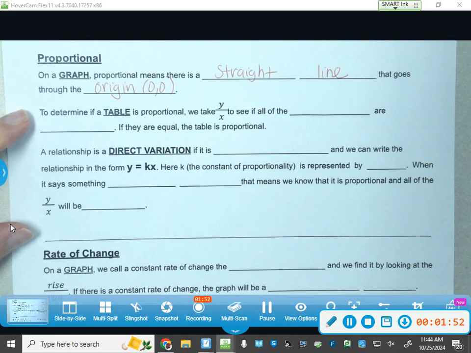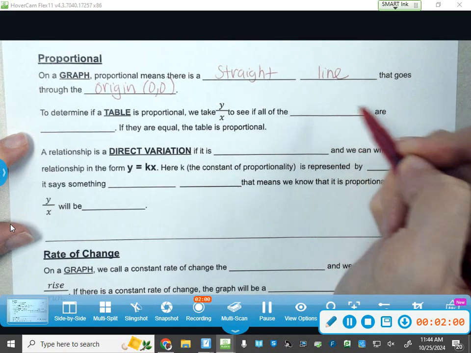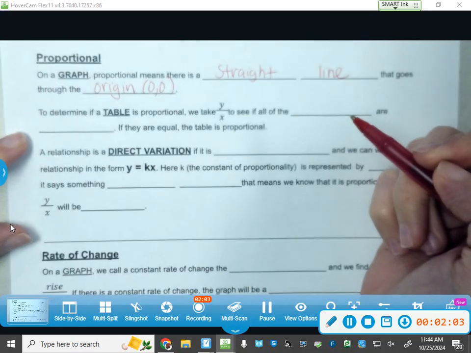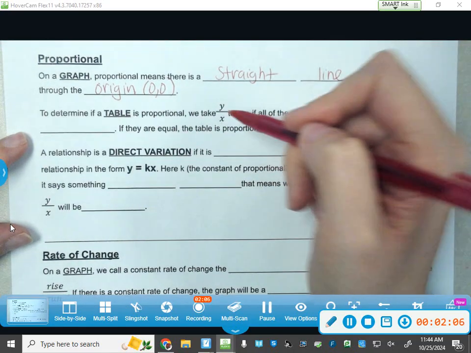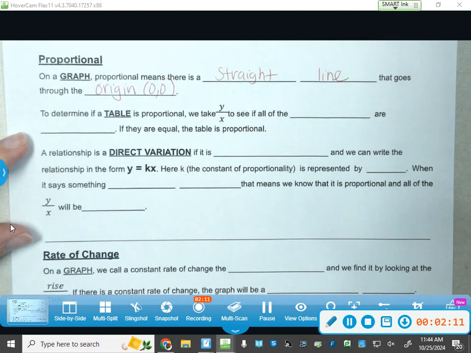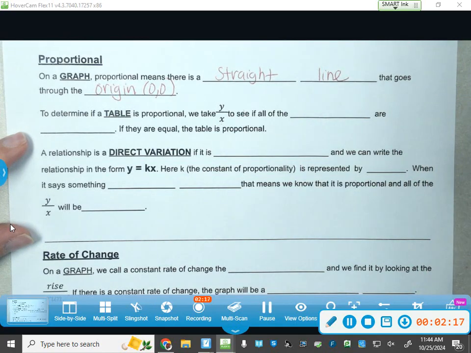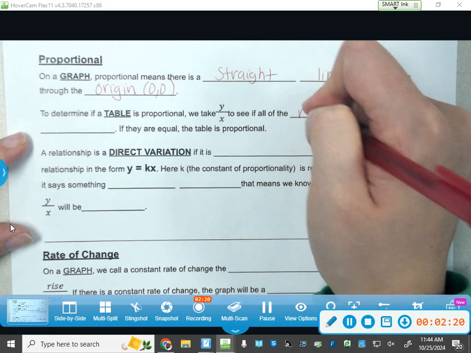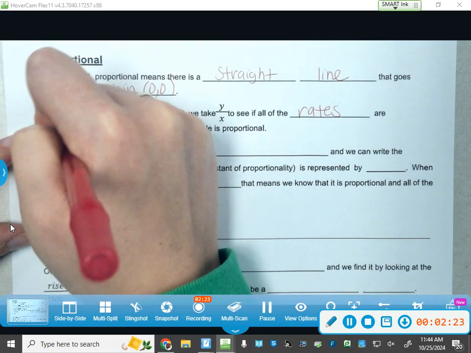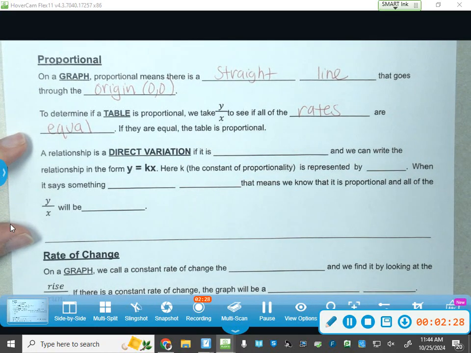To determine if a table is proportional, we take y divided by x to see if all of the blank are blank. Every time we do the table, we go y divided by x, y divided by x, y divided by x, y divided by x. And we want to know if all of those are equal. So all of those what? What did we call those? Rates. Very good. All of the rates are equal. If they are all equal when we do y divided by x, that means that the table is proportional.